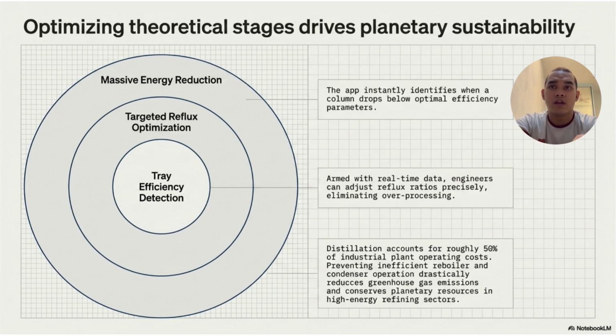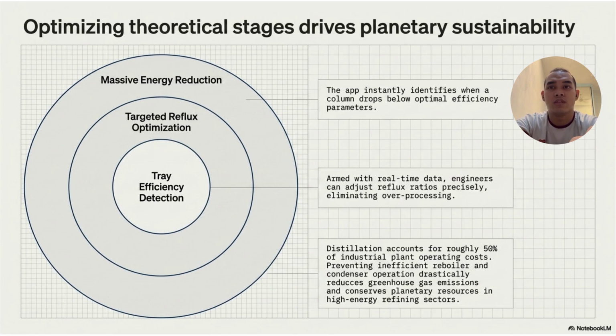Once inefficiencies are detected, the next step is targeted reflux optimization. Instead of relying on trial and error or operating with excessive safety margins, engineers can use real-time data to adjust the reflux ratio more precisely. This helps maintain the desired product purity while avoiding unnecessary overprocessing. The final outcome is massive energy reduction.